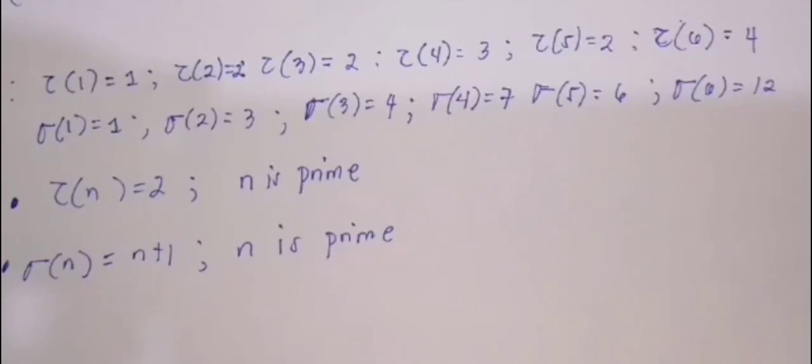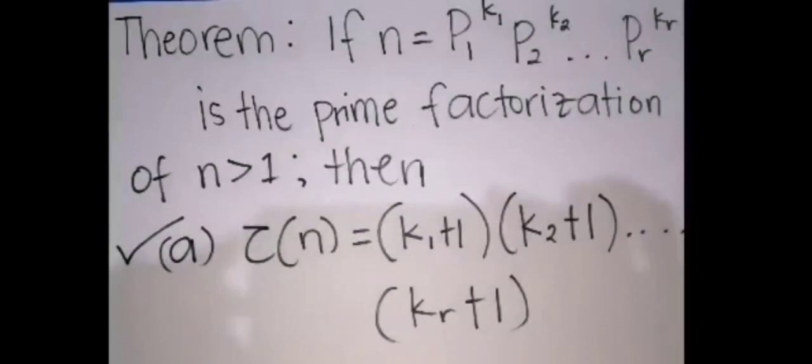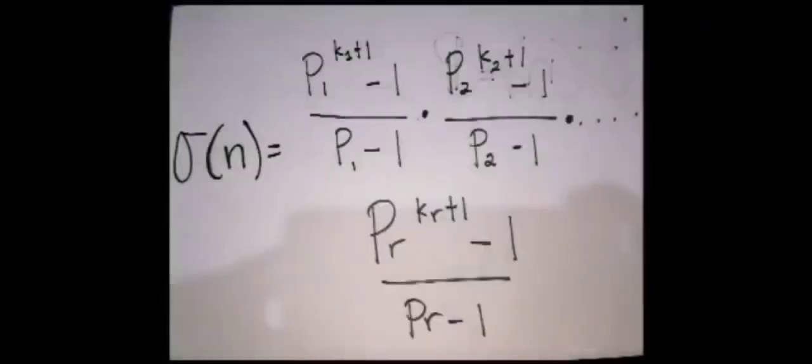Now from the example, it is very clear that tau n is 2 if n is prime, because prime numbers only have 2 divisors. And sigma n would always be n plus 1 if n is prime, because there will always be one more divisor. So for further discussions, we have this theorem: if n is equal to p1 to the power of k1 up till pr to the power of kr, then tau n is given by this expression and sigma n is given by this expression.